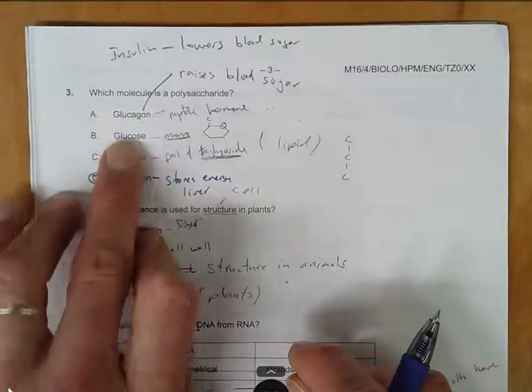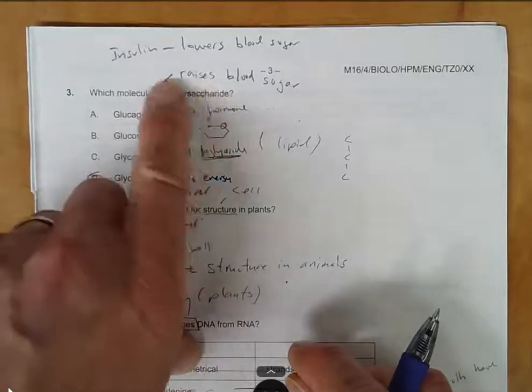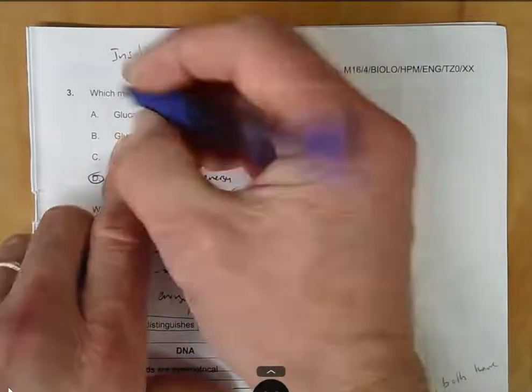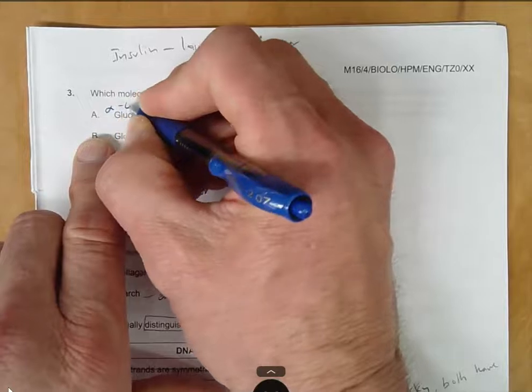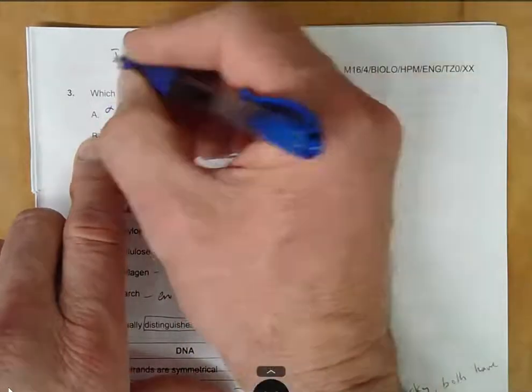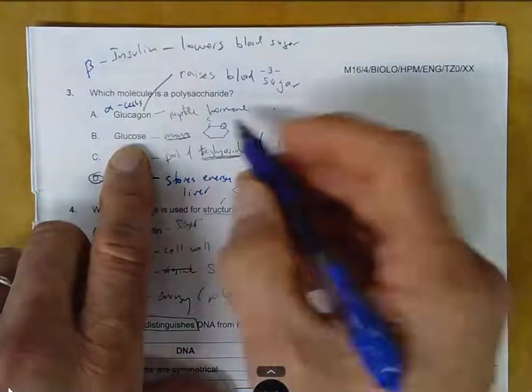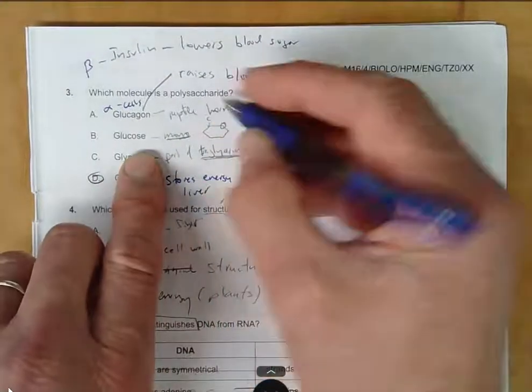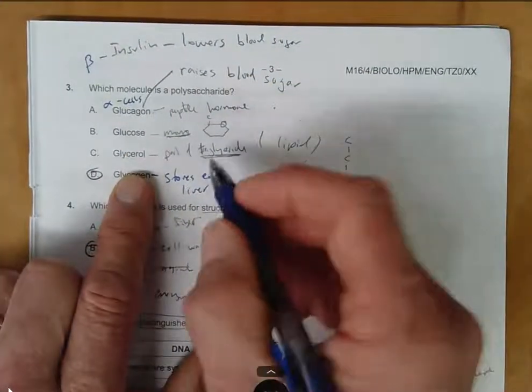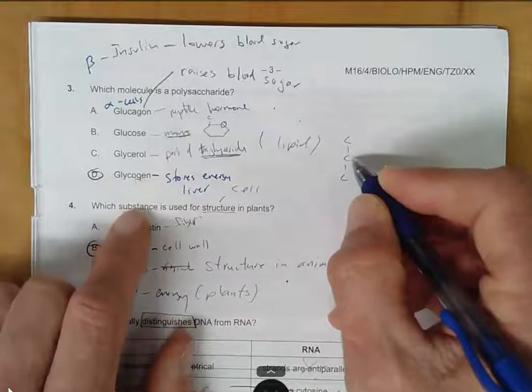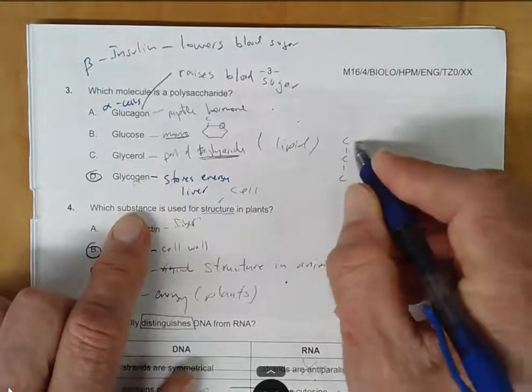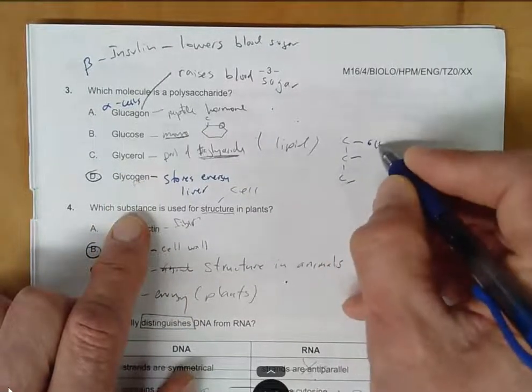And to see these other ones, remember glucagon, that raises blood sugar. Remember, it's made by the alpha cells, because the beta cells make the insulin. And then glucose, it's a monosaccharide, and glycerol, of course, is part of a lipid. 3 carbons bonded together, OH.